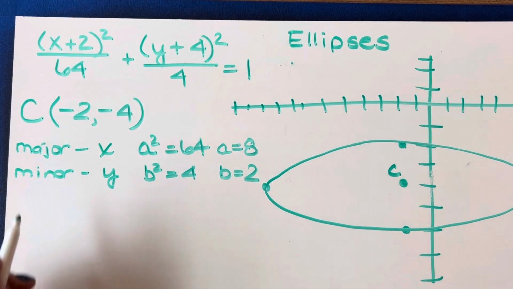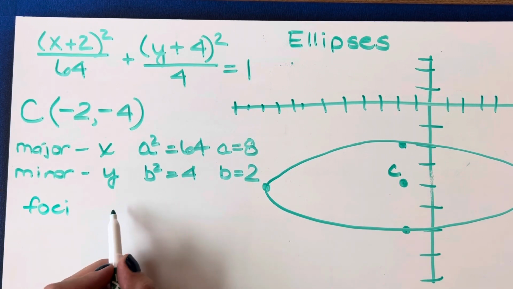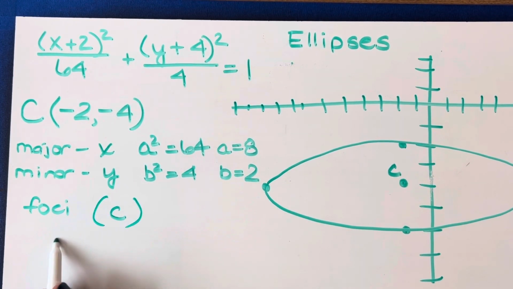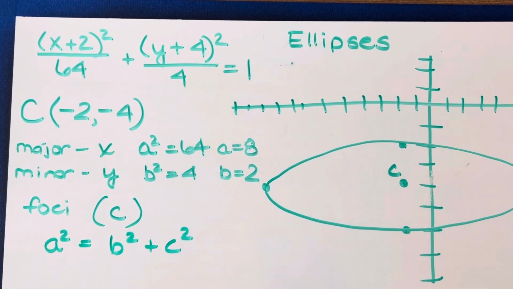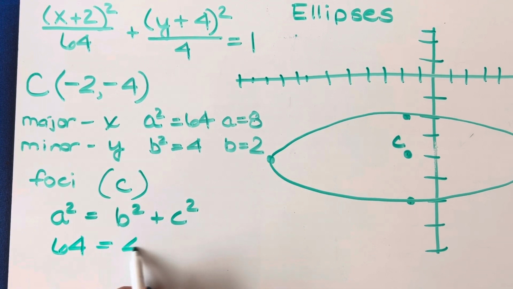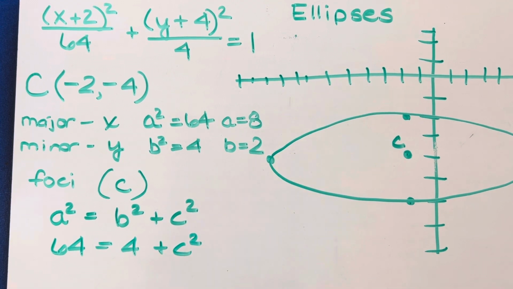Now, inside an ellipse, there are 2 points called the foci. And these points are represented by the variable c. And there is a formula that we can use. It looks very similar to the Pythagorean theorem, so don't get those confused. And it is this: a squared equals b squared plus c squared. Now, we already have the a squared and the b squared. Remember, 64 for a squared and 4 for b squared. And so here's my c squared. So I get 60 equals c squared.